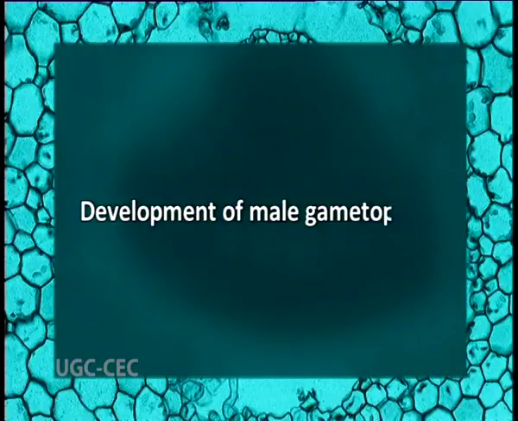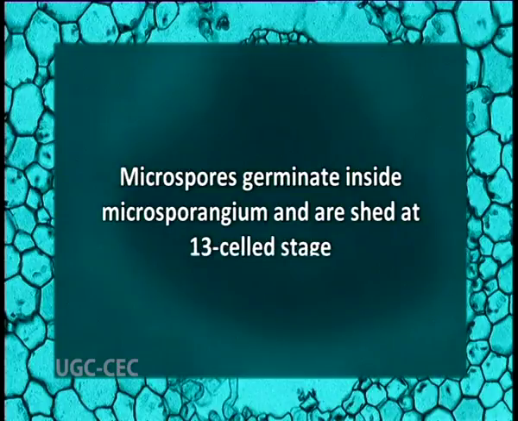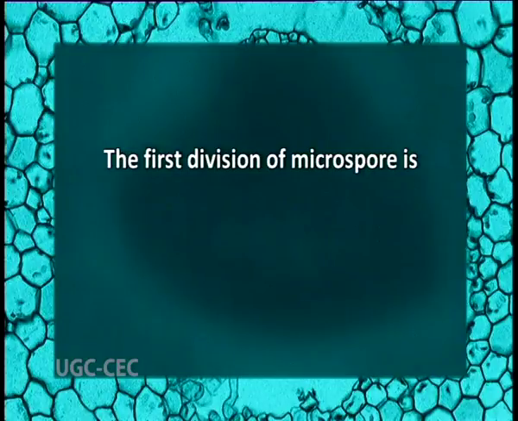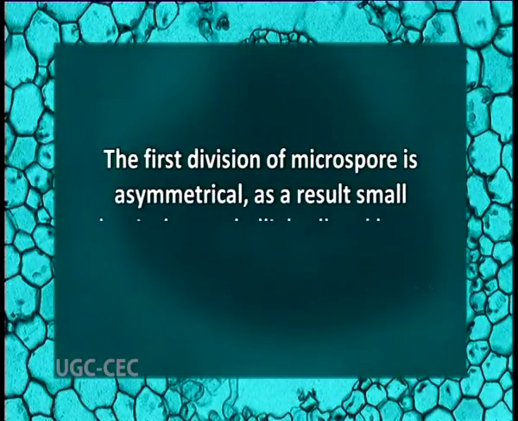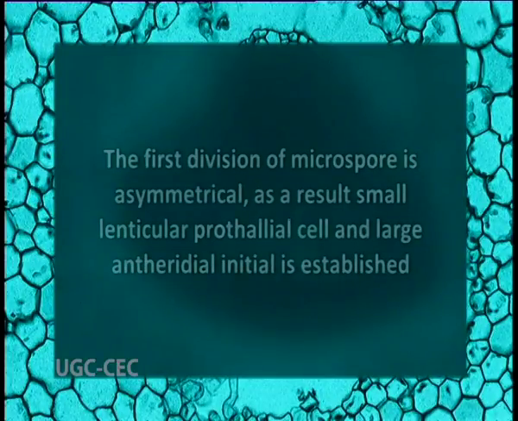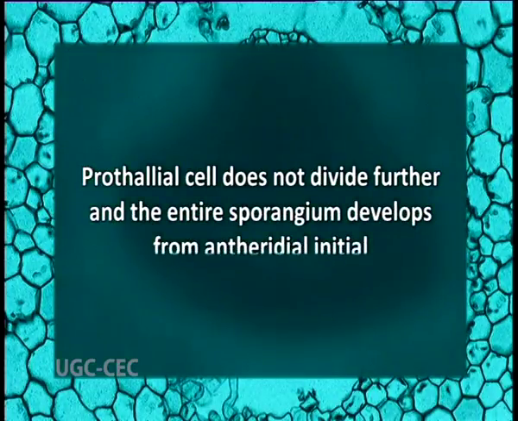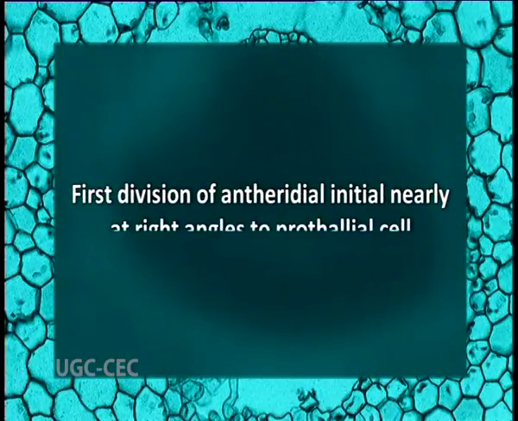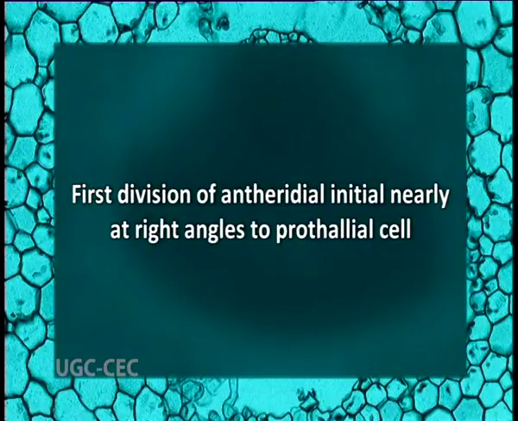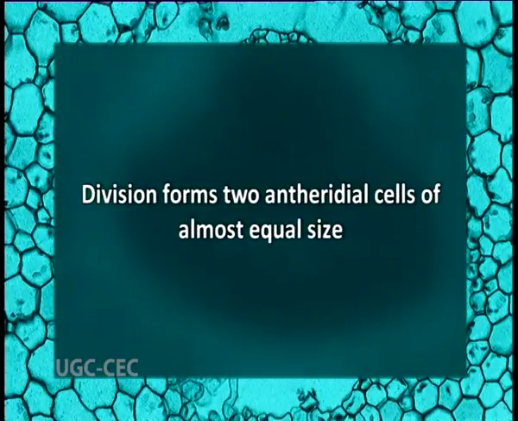Now, development of male gametophyte. The microspores germinate inside the microsporangium and are shed at 13-celled stage. The first division of the microspore is asymmetrical, and as a result a small lenticular prothallial cell and a large antheridial initial is established. The prothallial cell does not divide further and the entire antheridium develops from the antheridial initial. The first division of the antheridial initial is nearly at right angles to the prothallial cell. It results in the formation of two antheridial cells of almost equal size.